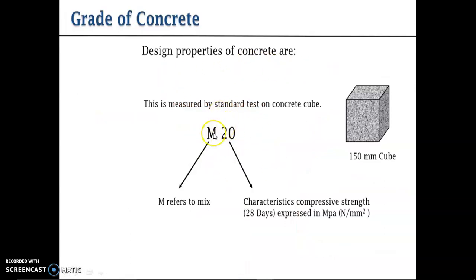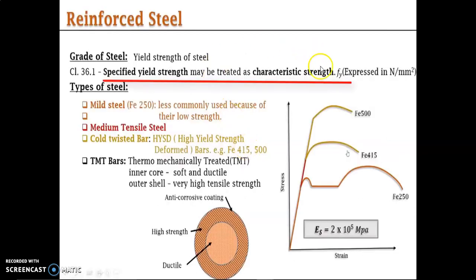Here M20 is represented by fck, and here steel strength is represented by fy. There are a number of types of steel.